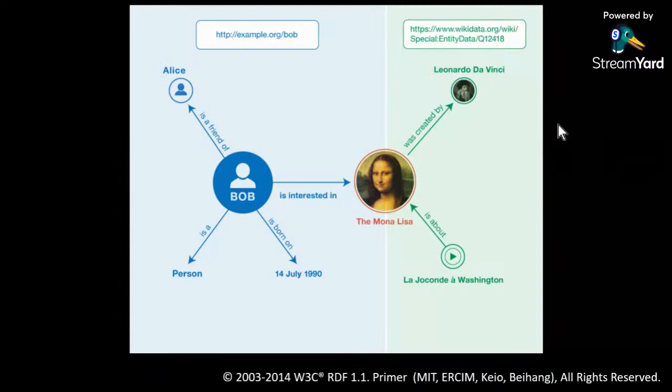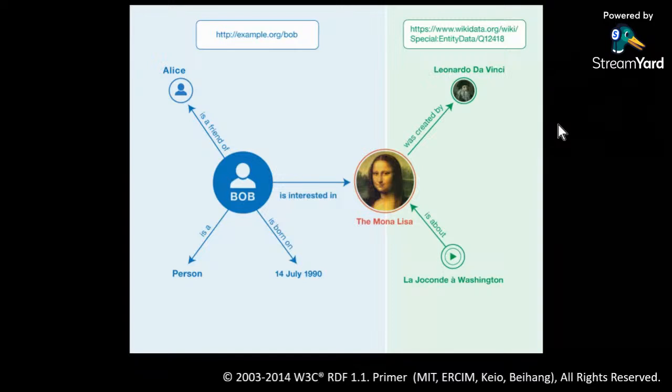So in this case, on the left, we have information about a person called Bob. And we can see that Bob is connected to Alice by a predicate, which says is a friend of. So Bob is a friend of Alice. We can also see that Bob is a person. We can also see that Bob was born on 14th July 1990. And we can also see that Bob is interested in a painting, in this case, an entity, which is named the Mona Lisa.